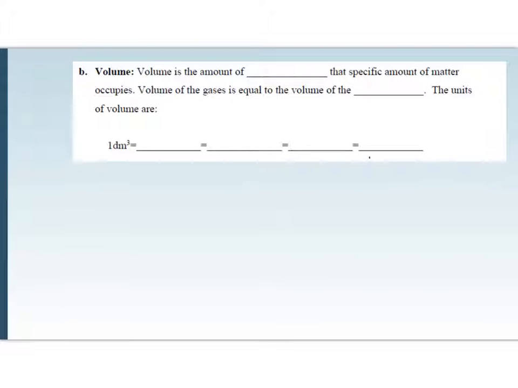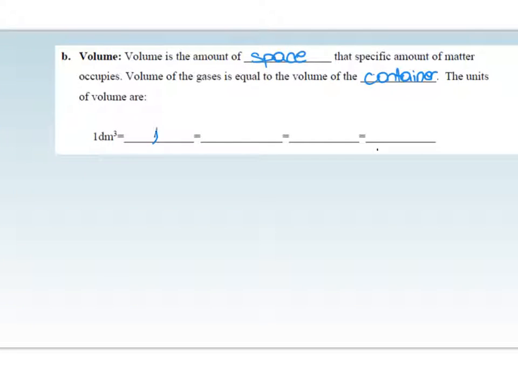Now comes the volume. Volume is the amount of space that a specific amount of matter occupies. So if you're talking about gases, the volume of the gas particles is ignored and the volume of the gas is directly equal to the volume of the container. Now what are the units of volume? 1 decimeter cube is equal to 1 liter, or 1000 milliliter, or 1000 centimeter cube.